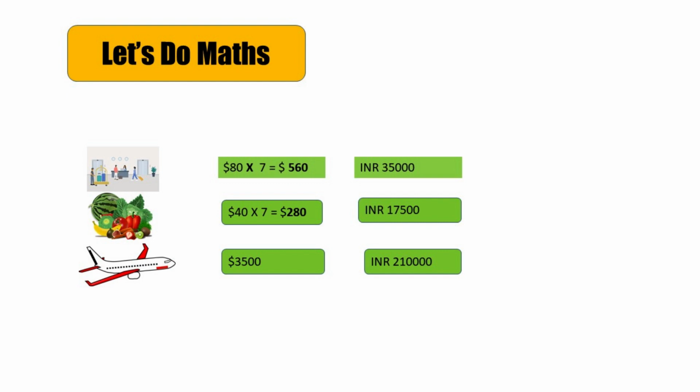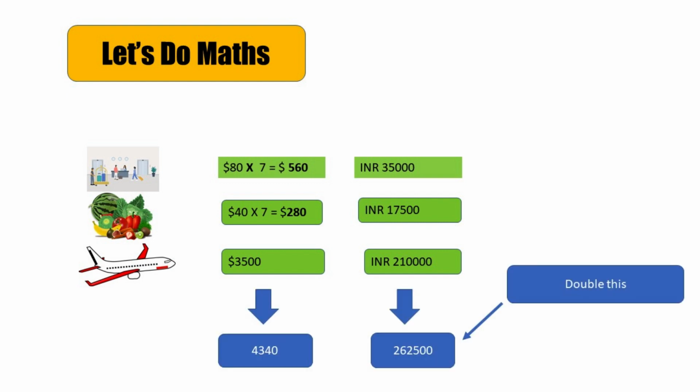So based on these amounts, I have calculated that you can spend 4 to 5 thousand dollars for your 1 week visit in Canada, which is 2,62,500 in Indian rupees. My advice would be that you need to show double this amount. If you are a single person, you need to show at least $7 to $8,000 to be on the safe side. You can get a visa with $5,000 also. That is not an issue.